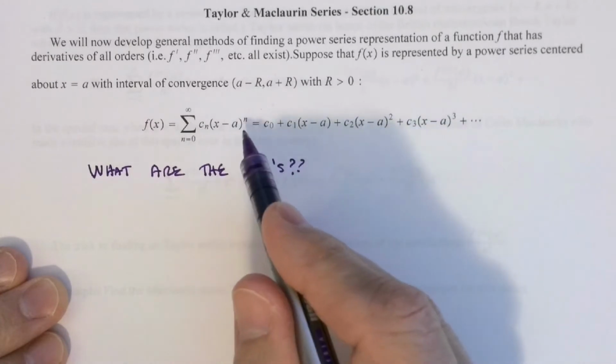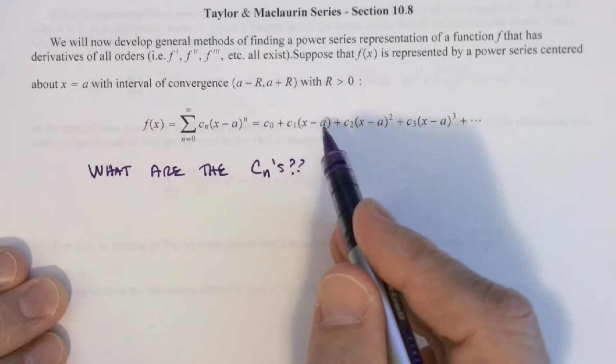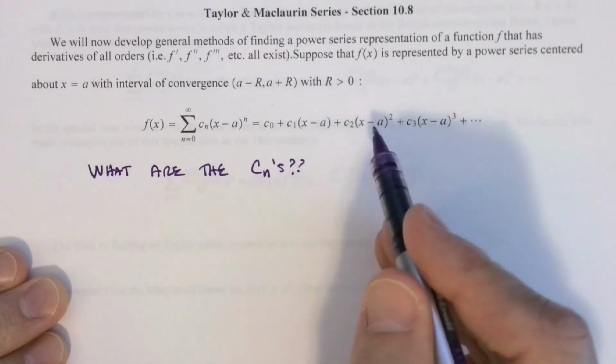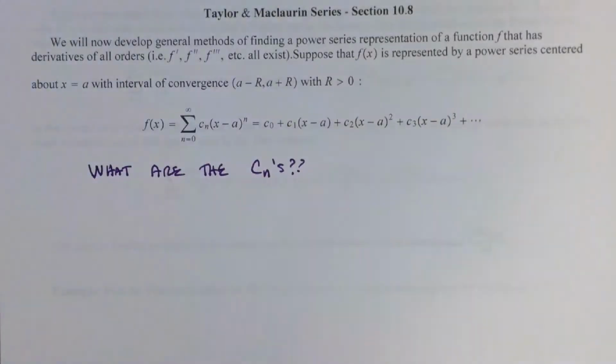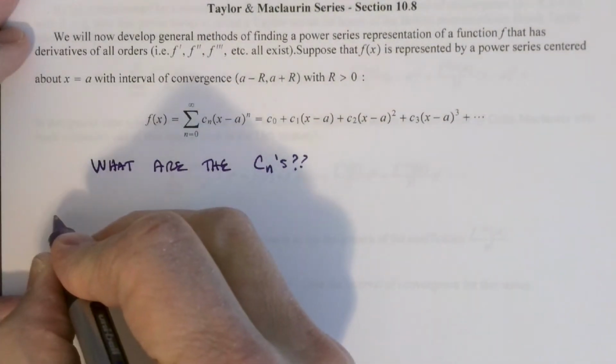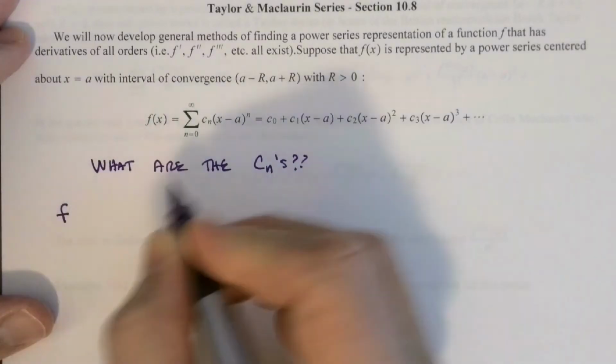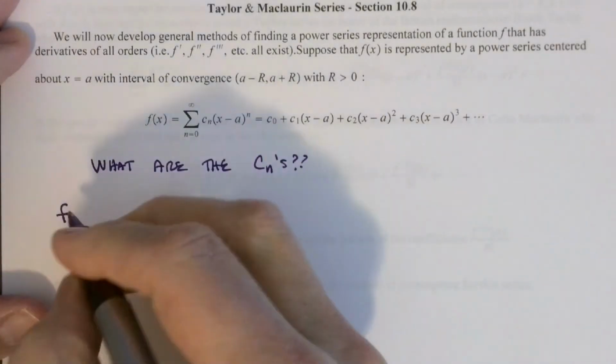The (x minus a) to the n is going to be fixed, depending on the value of a, what we're centered about. x is the variable, and we're just going to get (x minus a) squared, (x minus a) cubed, and so on. So the real question is, what's that coefficient? And so here's what we're going to do. Do a little pattern recognition here.